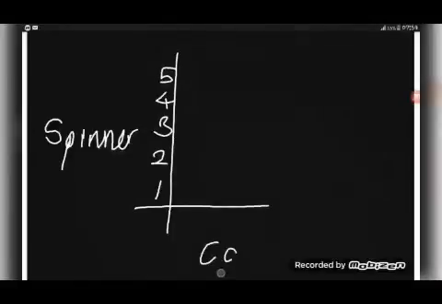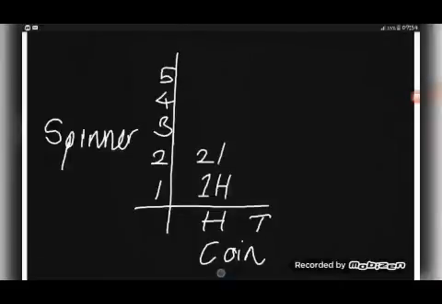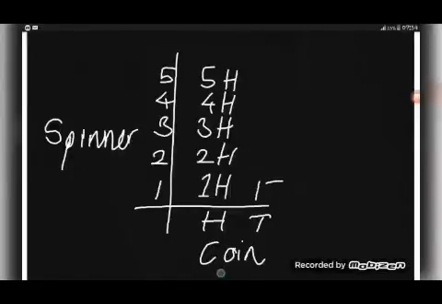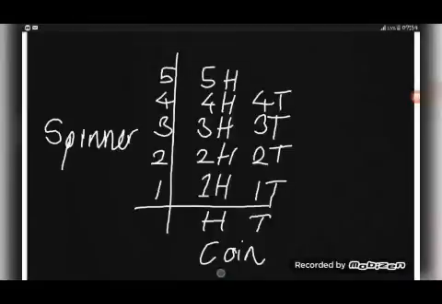Then our coin has 2 obvious outcomes, the head and the tail. So this is 1 and the head, 2 and the head, 3 and the head, 4 and a head, 5 and a head. 1 and a tail, 2 and a tail, 3 and a tail, 4 and a tail, 5 and a tail.